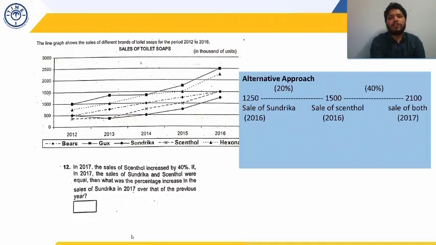Can we say this, the sales of Sundrika first, from 1250 it becomes 1500, and from 1500 it becomes 2100? Can we do it like this also? Yes, we can do this. So we have to reach from 1250 to 2100 anyhow. So we can go in two parts also. So let's try doing this.